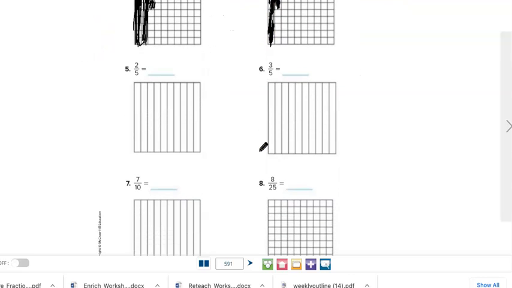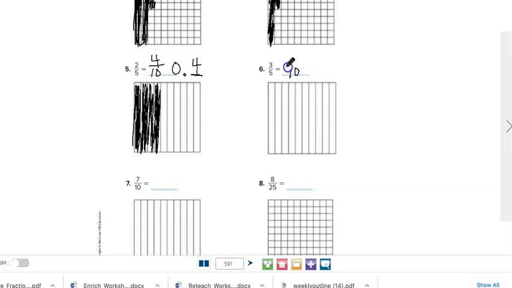Okay. Number 5, I can easily get my denominator to 10 by multiplying 5 times 2. So I'm going to do 2 times 2 to get 4/10. Here is my tenths place, so I'll put a 4 there. So 4/10. And I need to shade in 4 of these 10s. 1, 2, 3, 4.